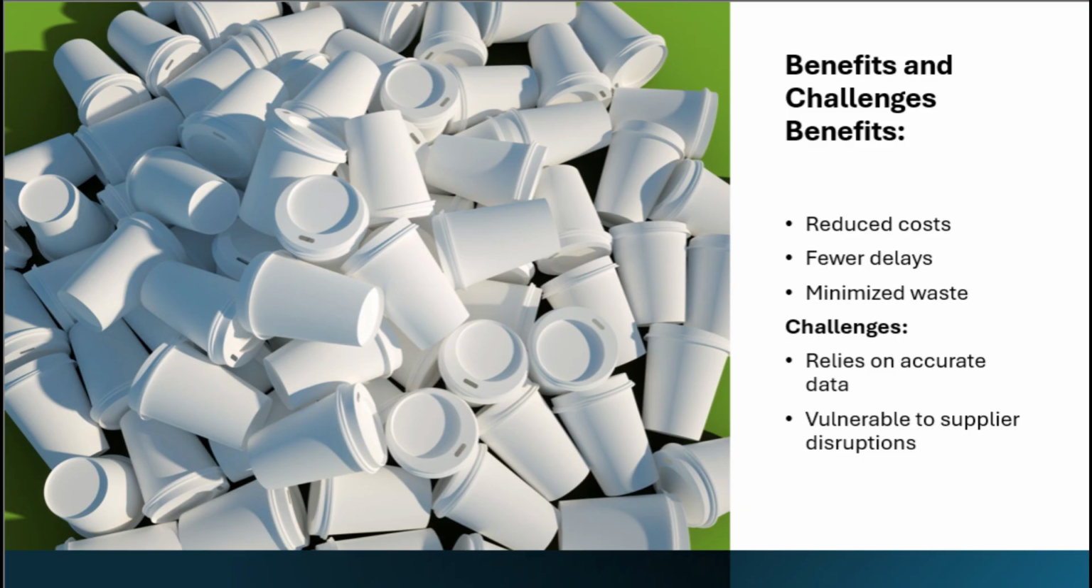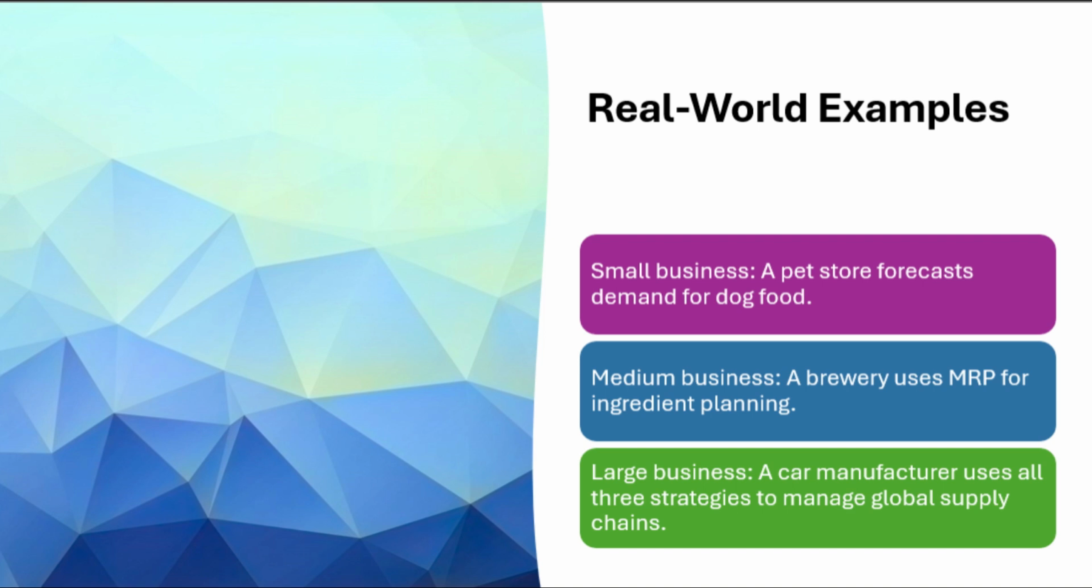Before we finish, it's worth highlighting that materials management strategies aren't just for big factories or multinational corporations. They're just as important for small and medium-sized businesses. For example, a local pet store might use forecasting to order extra dog food in winter if that's when demand increases. Or a craft brewery might use MRP to ensure it always has the right amount of hops and yeast based on its brewing schedule.